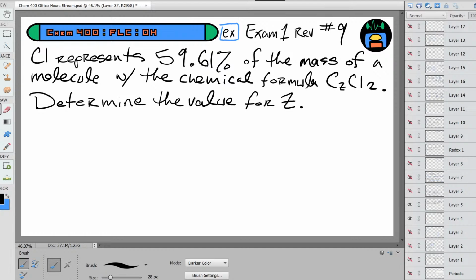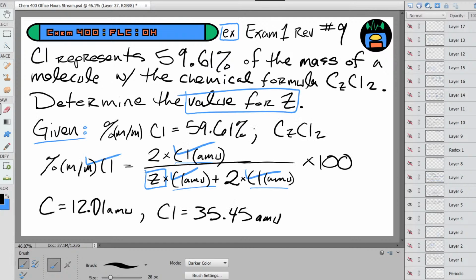All right, so here we go. Chlorine represents 59.61% of the mass of a molecule. The chemical formula is C_z Cl_2. Determine the value for Z.